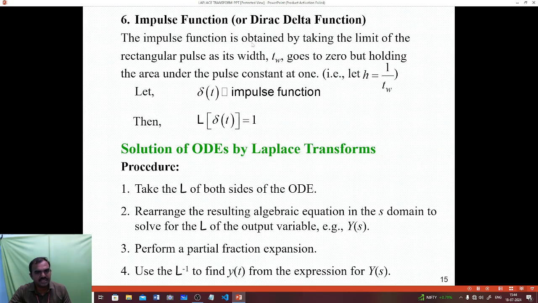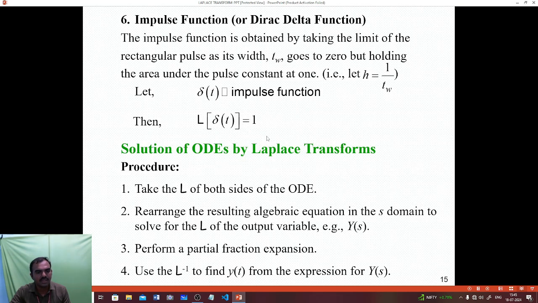The impulse function is obtained by taking the limit of the rectangular pulse as its width tw goes to 0, but holding the area under the pulse constant at 1. So we take h equal to 1 by tw. Let delta of t be the impulse function. Then L of delta of t equals 1. So for any impulse function delta of t, the Laplace transform is 1.